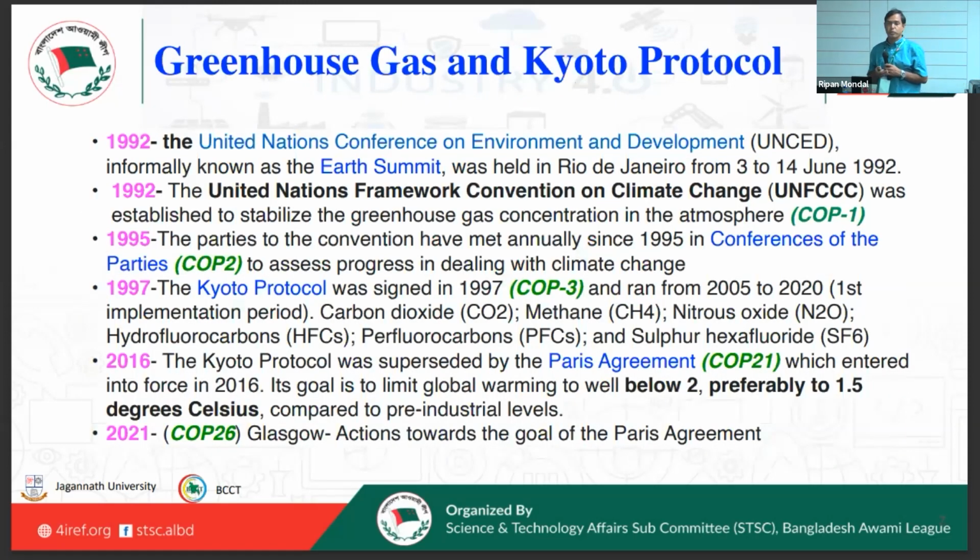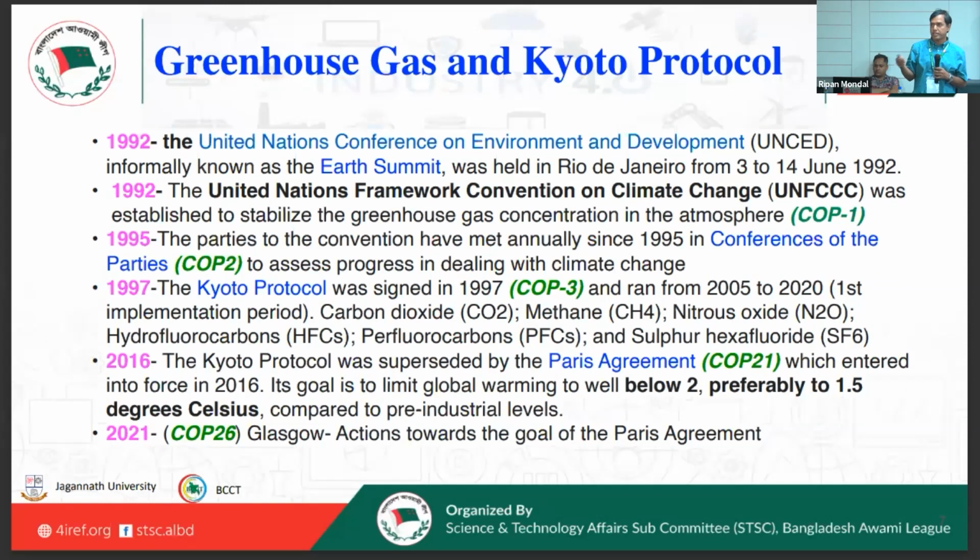So another protocol is signed to stop the global warming gases. This is very well known, the Kyoto Protocol. This one was signed in 1997 in Kyoto, Japan, to stop the production and utilization of greenhouse gases. It has some guidelines on how to stop the production and utilization.